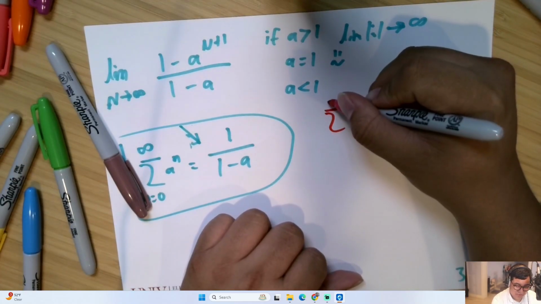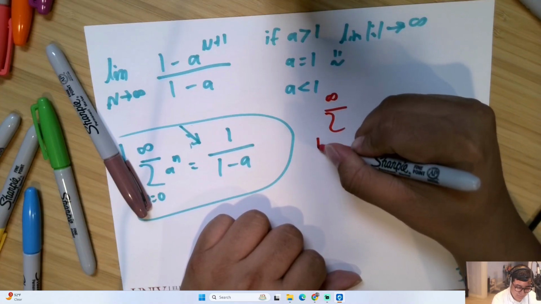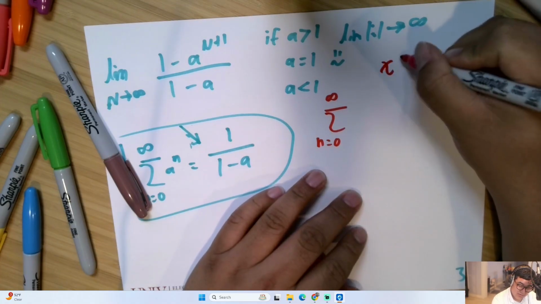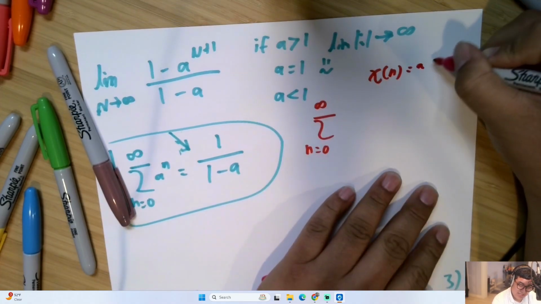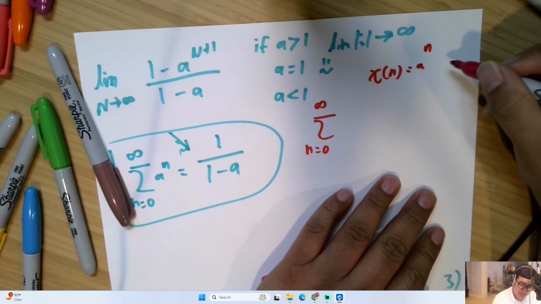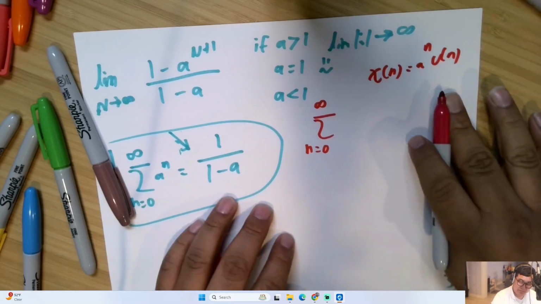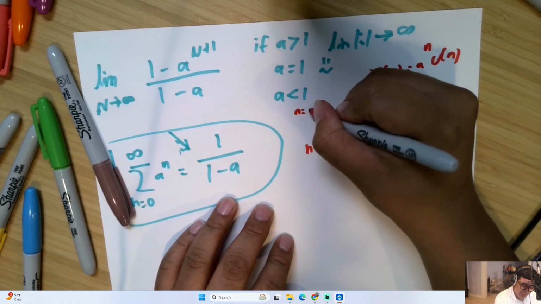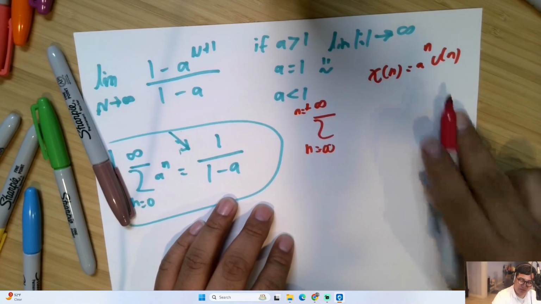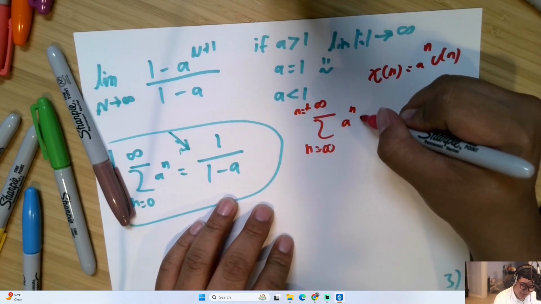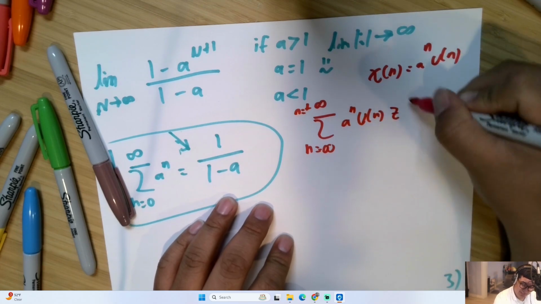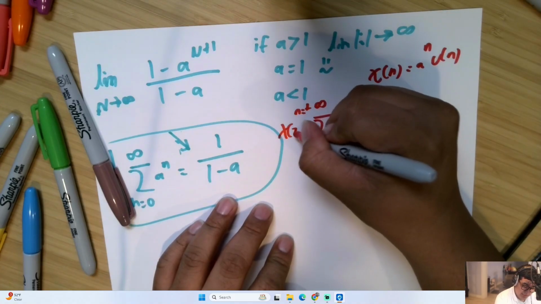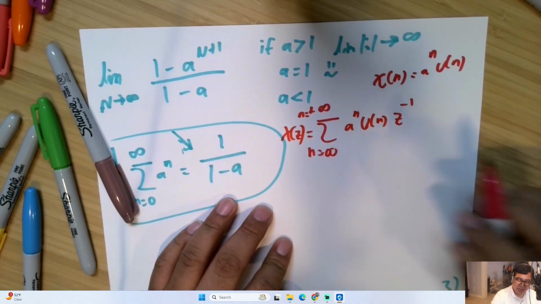Anyways, now everyone's like, how does this relate to my homework? All right, so you have the following. Let's just say our signal x of n is equal to a to the n, u of n, because I like it. The sum from n equals negative infinity to positive infinity of a to the n, u of n, times z to the minus n, and this here is the X of z.